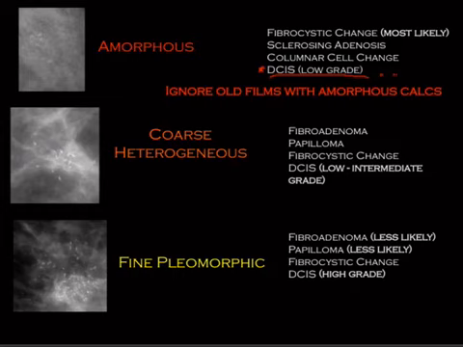Now, coarse heterogeneous calcification, you will notice that both coarse heterogeneous calcs and fine pleomorphic calcs have DCIS on their differential. The difference is fine pleomorphic, the sharp ones, tends to be a higher grade DCIS, and the coarse heterogeneous ones tend to be more of an intermediate or low grade DCIS. So the sharp ones are worse, and the remainder of this differential is the same.